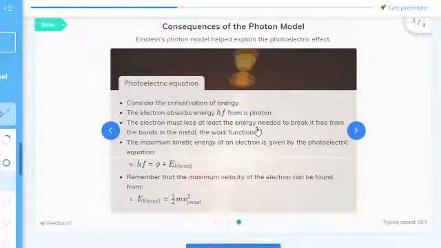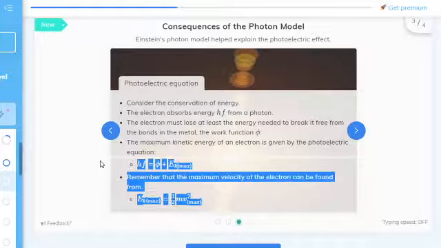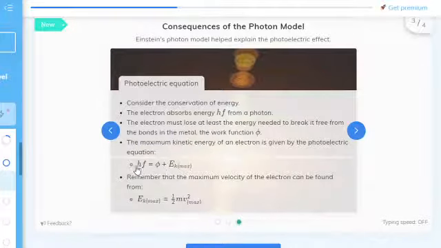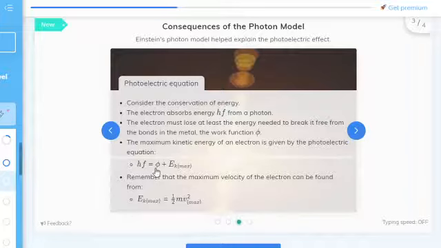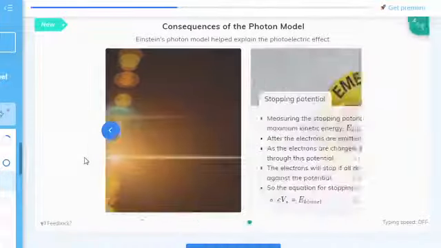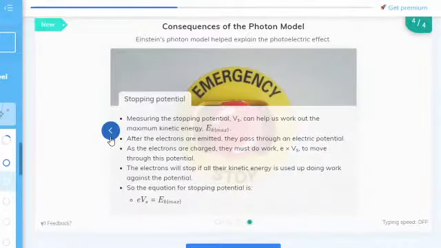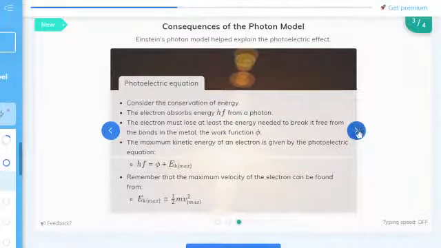Photoelectric equation. So that is the photoelectric equation. So the total energy is Planck's constant times frequency, which will give the energy, and that will be plus the kinetic energy, and kinetic energy is obviously half mass times velocity squared.